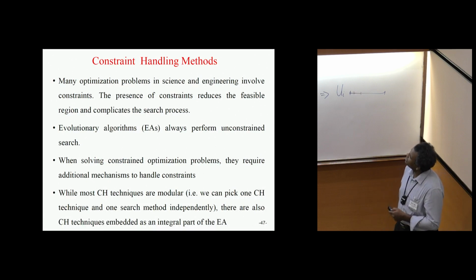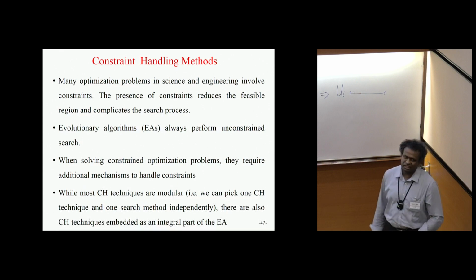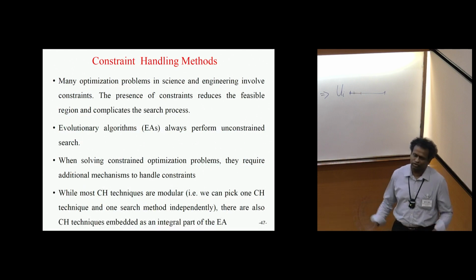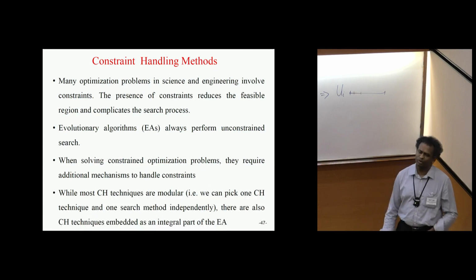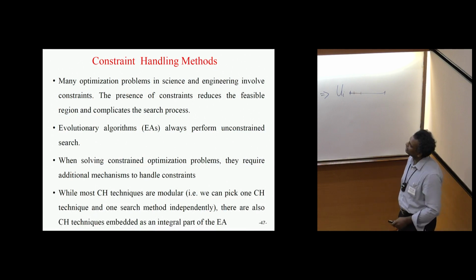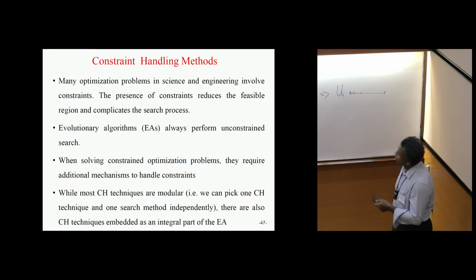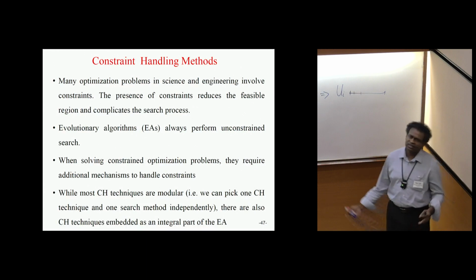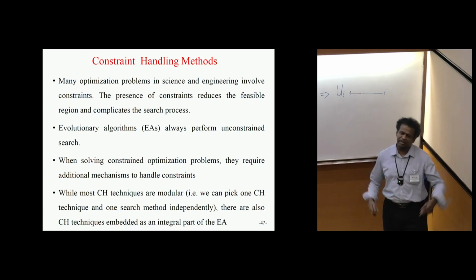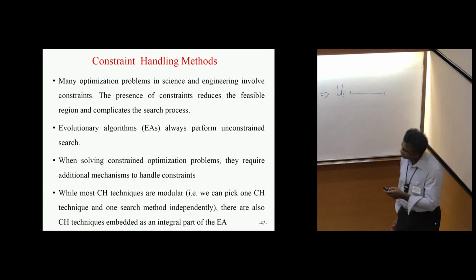Evolutionary algorithms, naturally they perform unconstrained search. Their search is unconstrained. So, you have to bring in another module, a constraint handling module, with evolutionary algorithms. Most of the constraint handling methods are modular, they are independent, but you may have some integrated constraint handling methods also possible. Some constraint handling methods can be integrated with the evolution also.